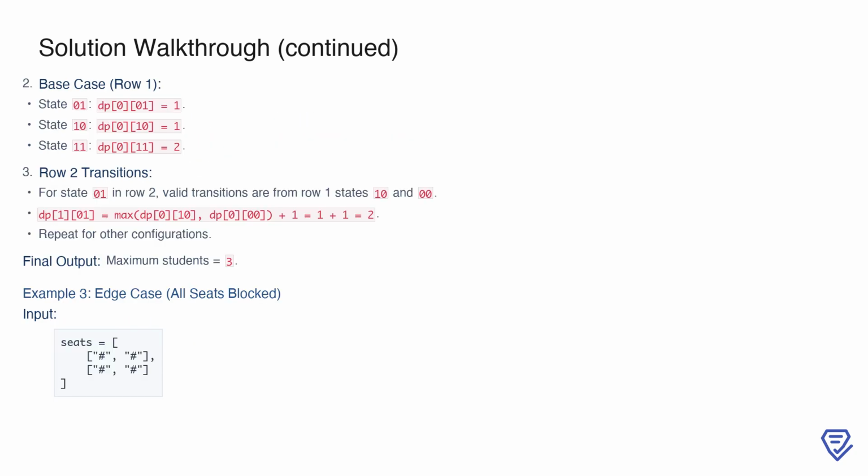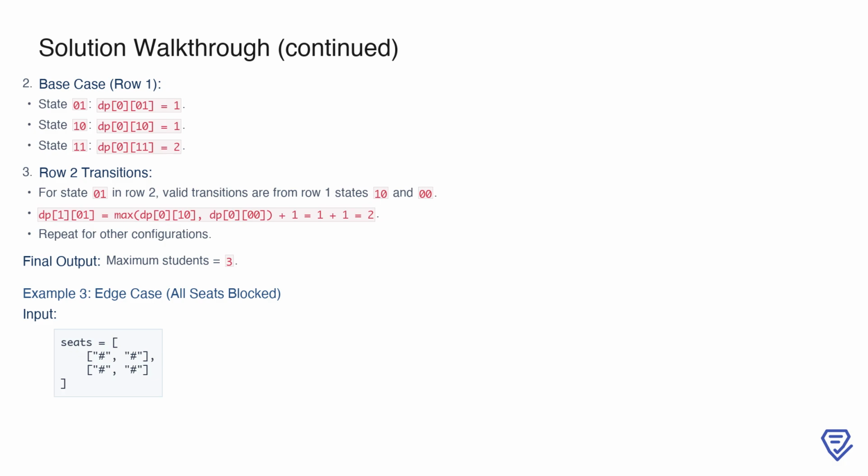In this edge case, every seat is valid, and the grid consists of 2 rows and 2 columns. We begin by determining all valid states for 2 columns. These states include 00, 01, 10, and 11. For the base case in the first row, state 01 represents 1 student seated at column 1, so we set DP[0][01] to 1. Similarly, state 10 places 1 student at column 0, so DP[0][10] is also 1. For state 11, where both columns are occupied, we set DP[0][11] to 2.